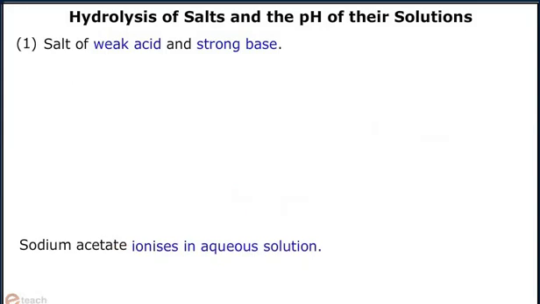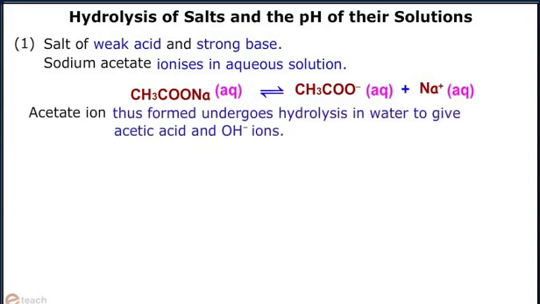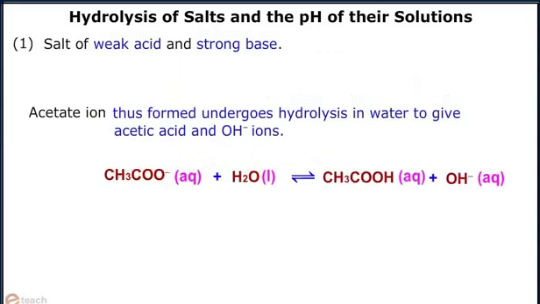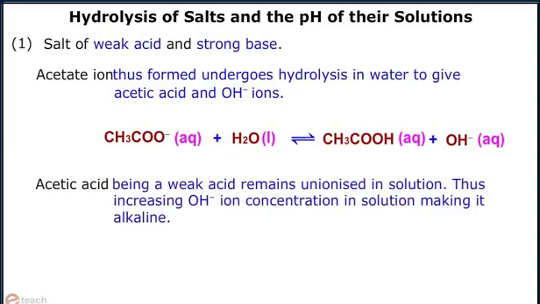Sodium acetate ionizes in aqueous solution. CH3COONa reversible CH3COO- plus Na+. Acetate ion thus formed undergoes hydrolysis in water to give acetic acid and OH-. That is CH3COO- plus H2O reversible CH3COOH plus OH-.